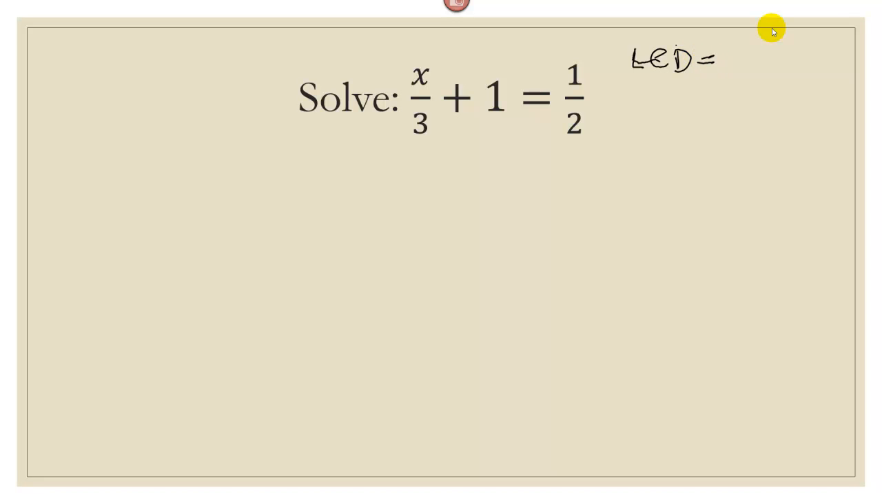The lowest common denominator is going to be 3 times 2, because here we see the denominator of the first thing is 3, and the denominator over here is 2. They have no common factors, so the LCD would just be 3 times 2, which is equal to 6. Okay, so that's the least common denominator. Let's multiply both sides of our equation by that.